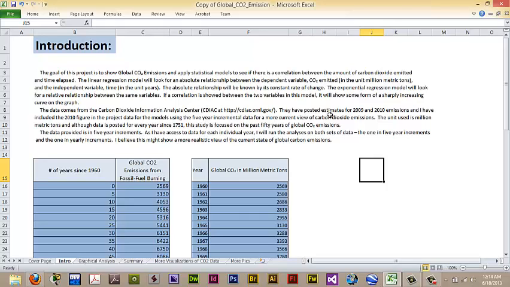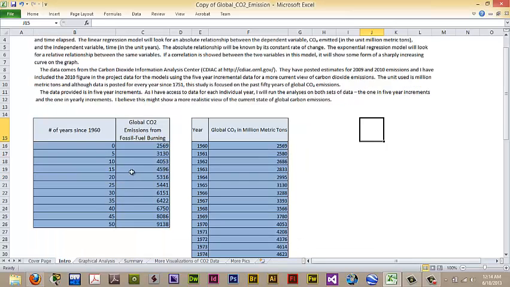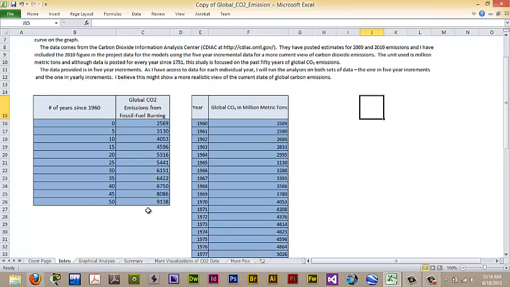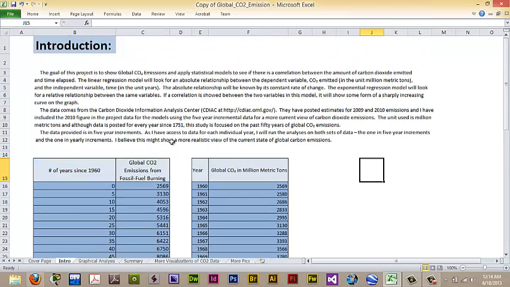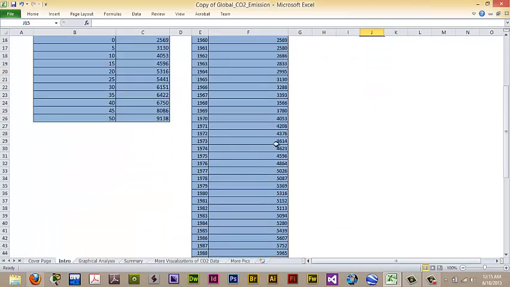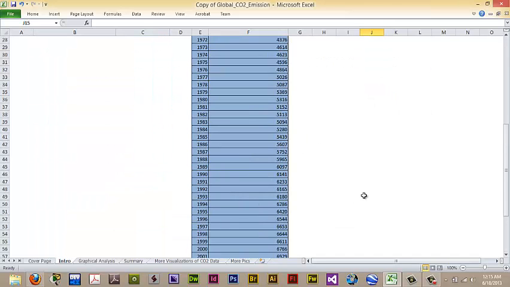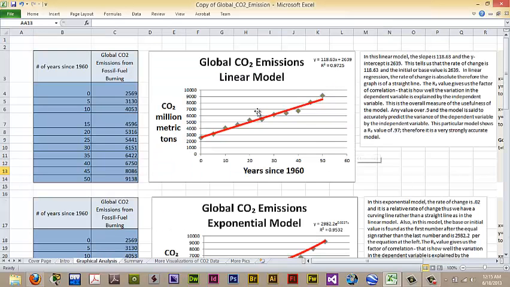So I've included the 2010 figure in the small data set for every 5 years since 1960, and then I've also done models for every year since 1960, as all of the data was available on their website. And this is the data set, the small one with the 2010 amount added, and then the large one that starts in 1960, even though they do have data going back to 1751 all the way through 2011. Here are the models.